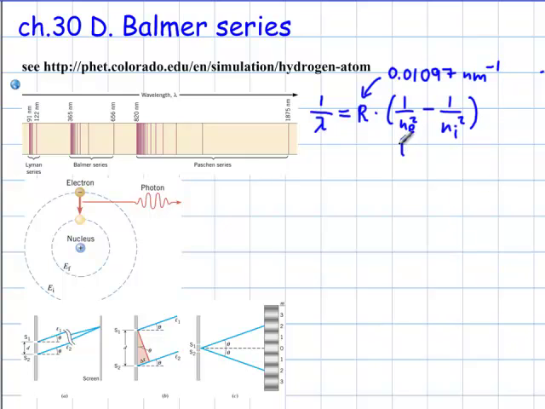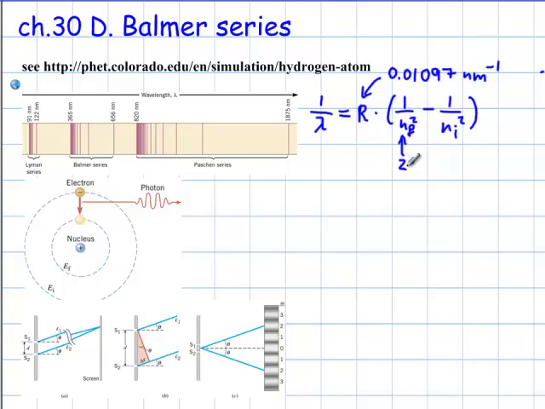For the Balmer series, which is the one in the visible, the n of course is 2, and then the nf is 2. The problem says: how many lines should the grating have so that the longest and the next to the longest wavelength in the series will be separated.